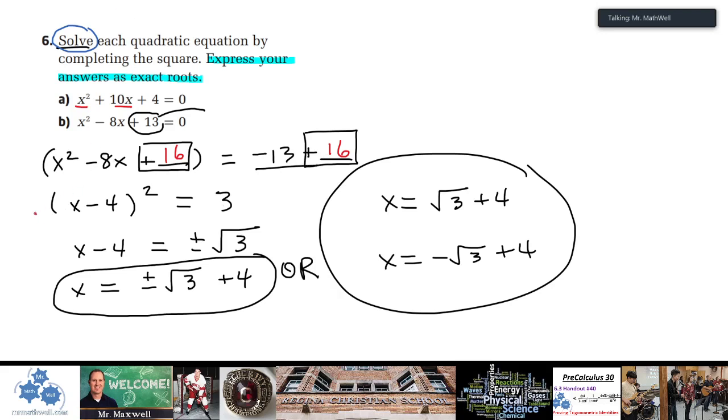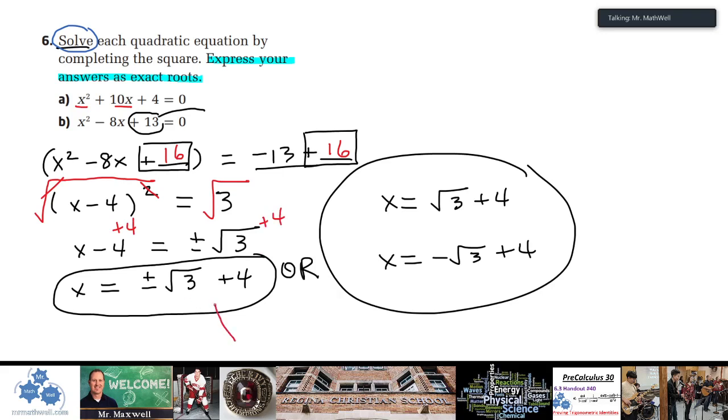Taking the square root of both sides now to liberate the x from this squared term. Square root of something squared, they just cancel each other out. I have x minus 4 equals plus or minus root 3. One more step to solve for x, add 4 to both sides.